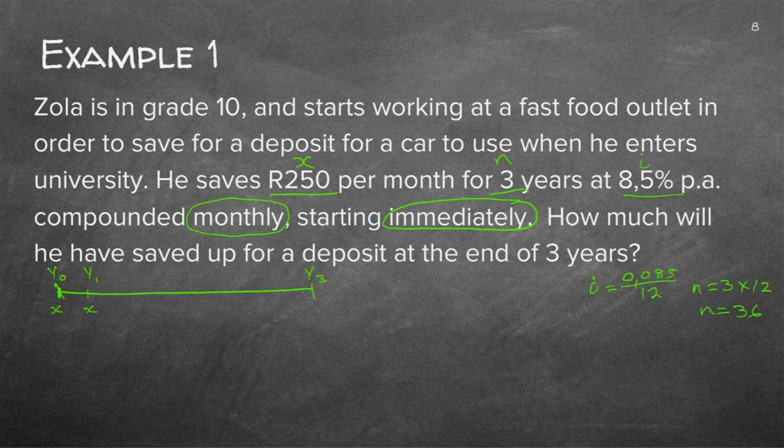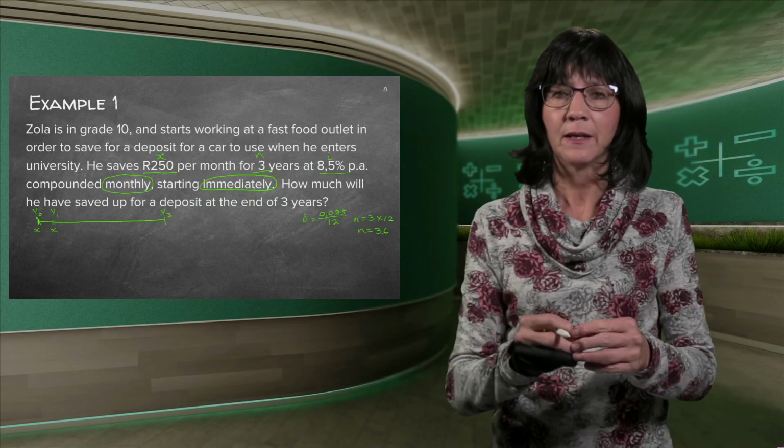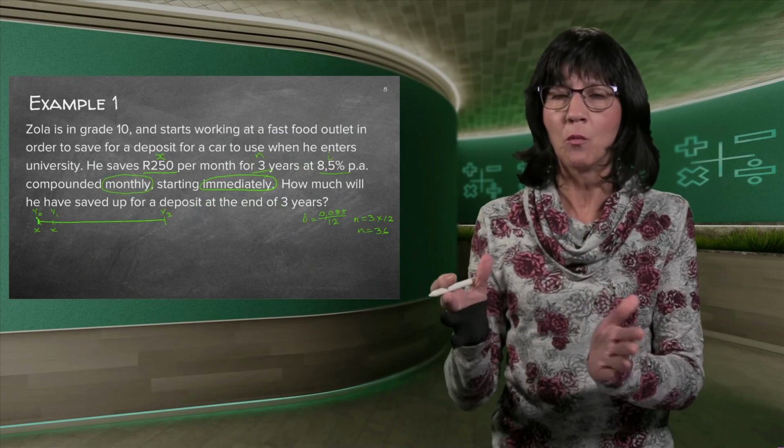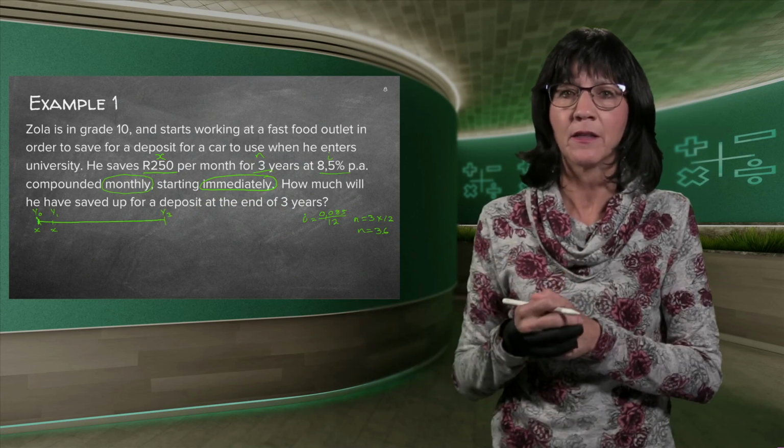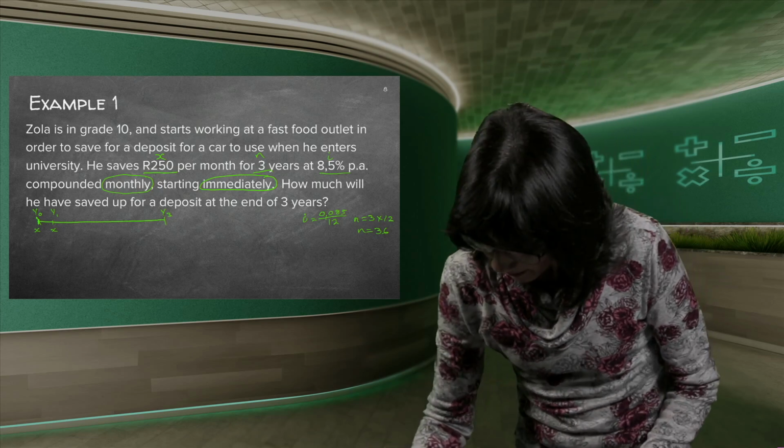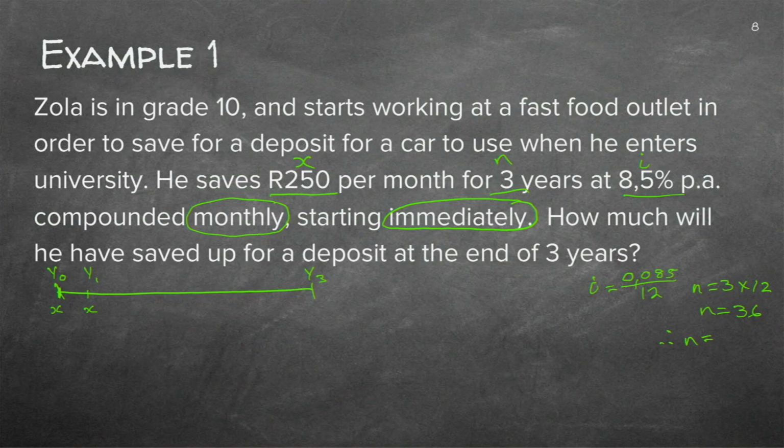Okay, but now they say he starts paying immediately. So there's an extra month of money and interest, not just your normal start at the end of the month, end at the last period. So I need to make my N 36 plus 1, which is 37. Why is that? That little month there, I need to add another amount with its interest, and that is why the N will then become N plus 1.